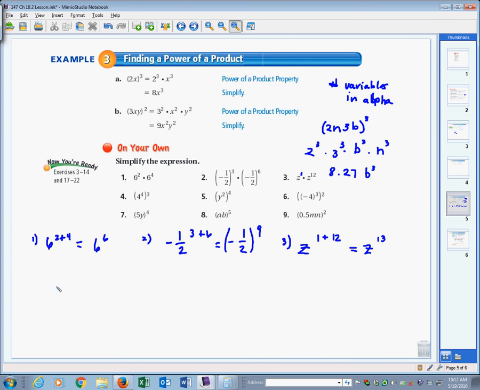All right, number 4. Ava, why don't you help me out with number 4 here? So I have parentheses here. Okay, so what am I going to do to my exponents?